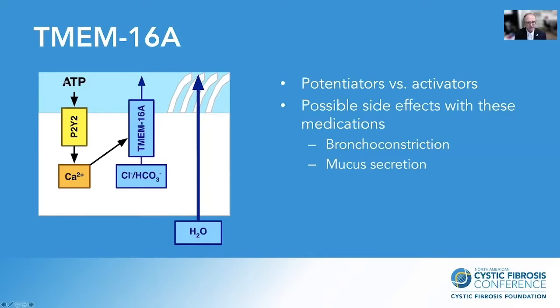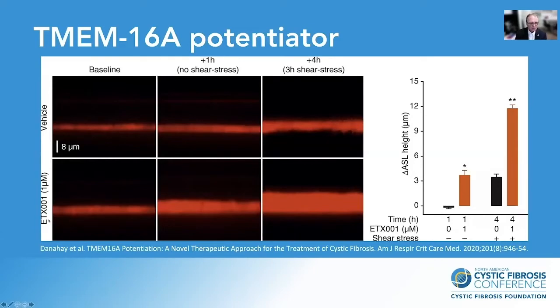The idea here is that ATP is actually elevated in cystic fibrosis airways, and therefore this cascade of signaling may have been downregulated, thereby not providing an avenue to really stimulate this channel. So potentiators are being actively sought, even though there are potential side effects such as bronchoconstriction and mucus secretion. However, here, one of those potentiators, ETX001, in cystic fibrosis airway epithelial cells shows a significant increase in availability of water on the airway surface compared to vehicle, as seen here.